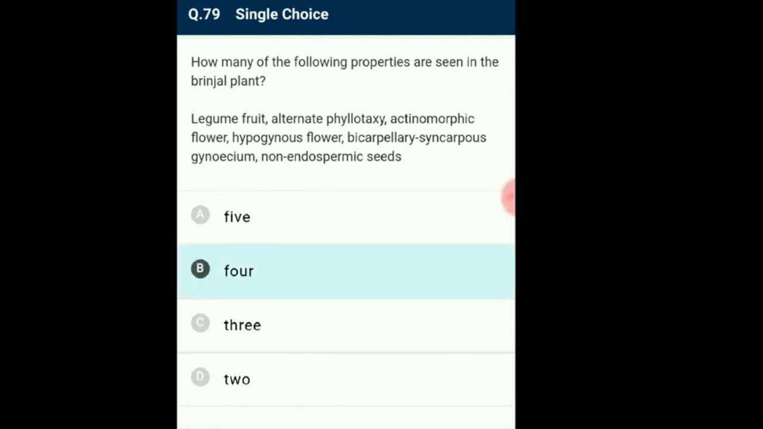So the answer from the given properties, there are 4 properties that belong to the plant brinjal. So the correct option for this question is option B.